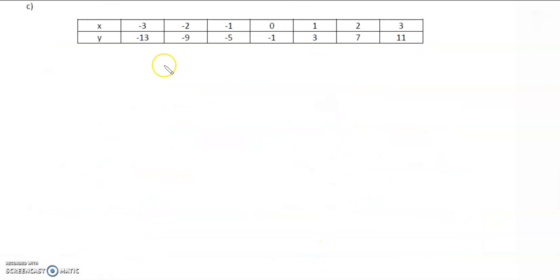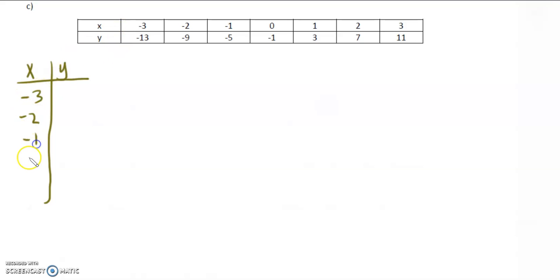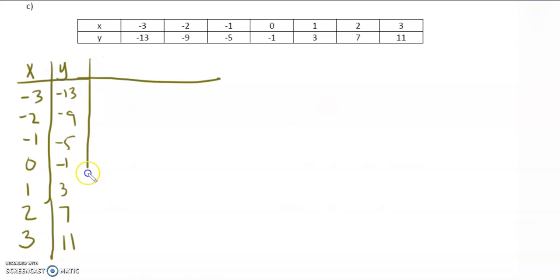Okay, so we're going to do the same thing. I don't really like when table values are displayed horizontally. I think it's much more difficult to work with. So I'm going to display this vertically. So we get negative 13, negative 9, negative 5, negative 1, 3, 7, 11. Okay, so first differences.